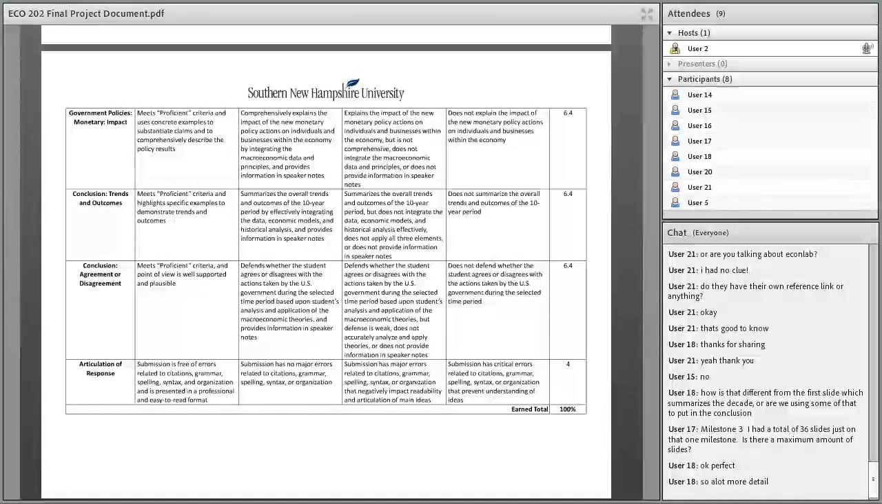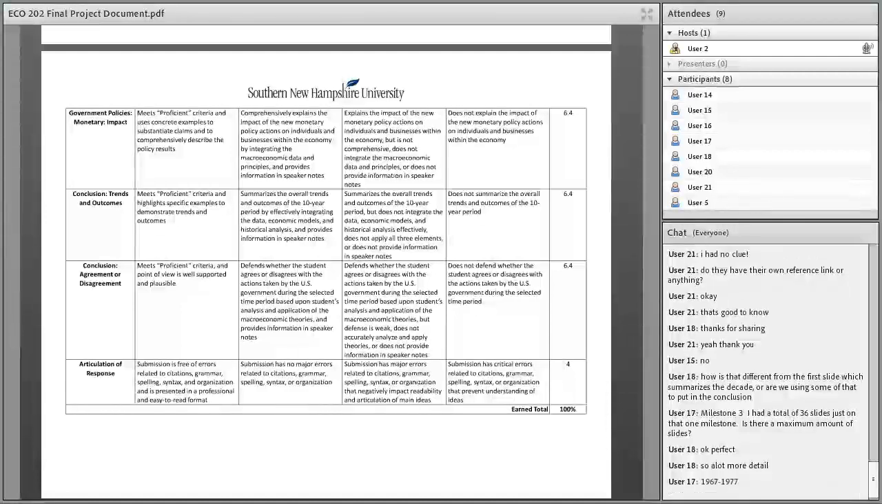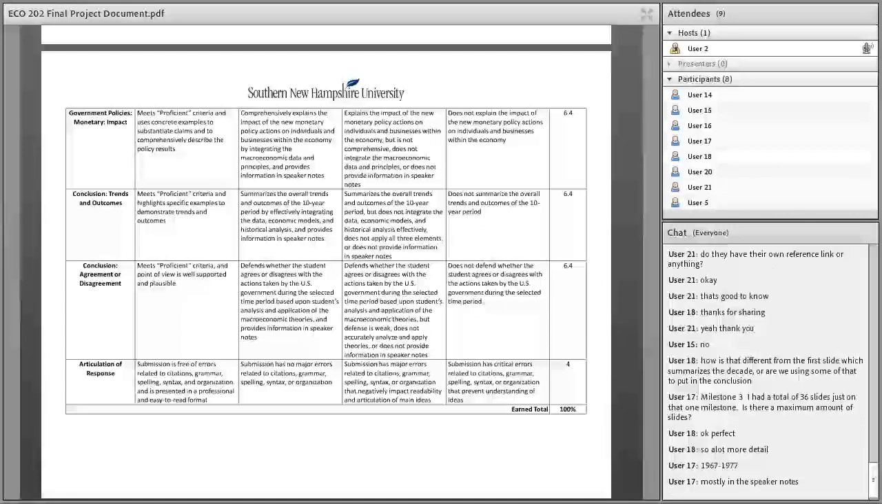Todd, you had 36 slides on milestone 3. That is a lot of slides. What decade did you research? There isn't a maximum amount of slides, but 36 slides for one milestone is a lot. Did you develop speaker notes, or did you develop all the content in the slides?